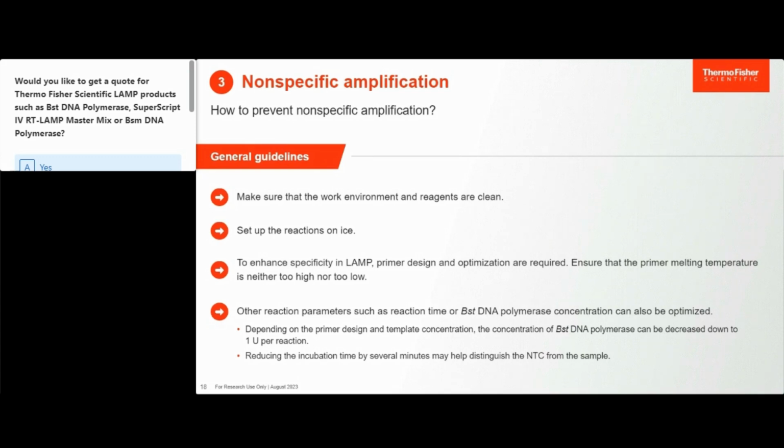Other reaction parameters, such as reaction time or Bst DNA polymerase concentration, can also be optimized. Depending on the primer design and template concentration, Bst DNA polymerase amount per reaction can be decreased down to 1 unit. If endpoint detection is used, time can be an important factor for nonspecific amplification. Reducing the incubation time by several minutes may help distinguish the NTC from the sample.